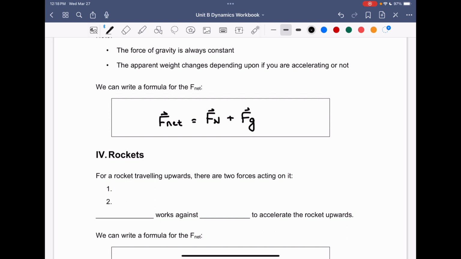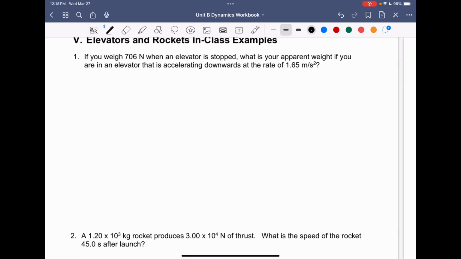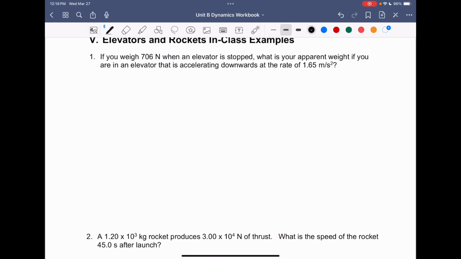Okay, let's try an example where we actually deal with this, because the next situation comes right after this, but I want to truncate these into tension, normal, and then potentially thrust after that. Okay, now let's take a look at the example here in the following. If you weigh 706 newtons when an elevator is stopped, what is your apparent weight if you're in an elevator that is accelerating downwards at a rate of 1.65 meters per second squared?